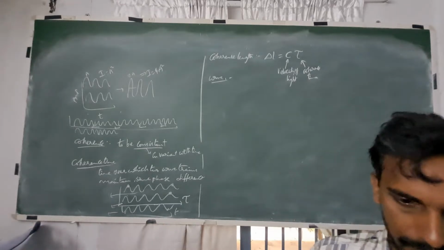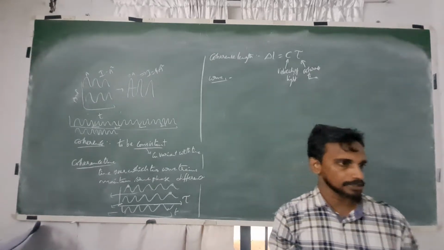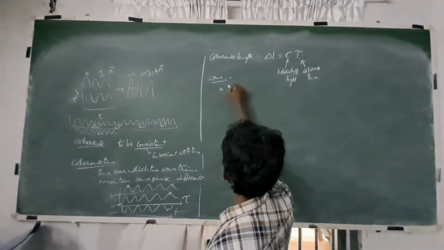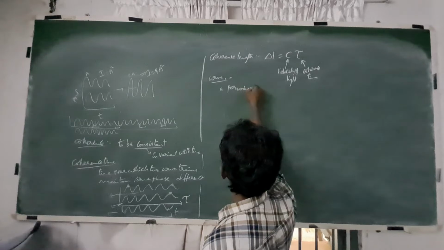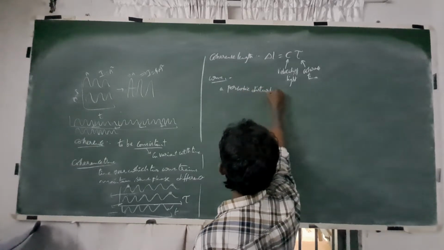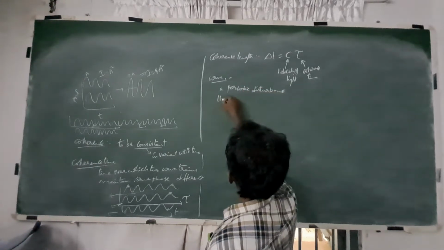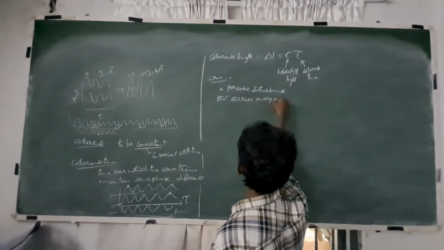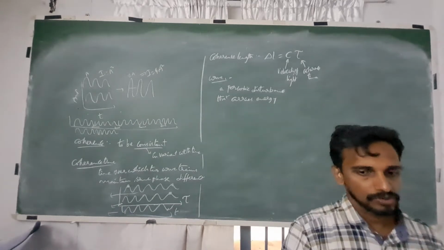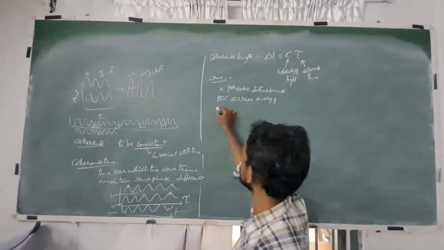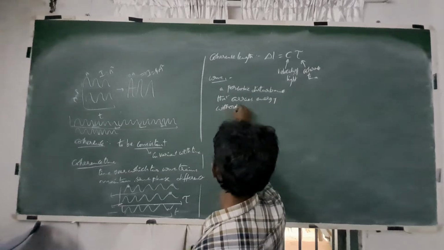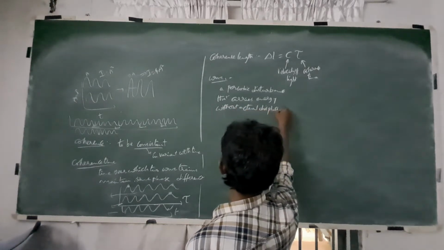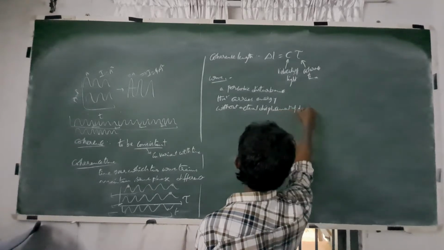Wave is a periodic disturbance. The disturbance is getting repeated again and again over a time. Wave is a periodic disturbance that carries energy without actual displacement of particles involved.